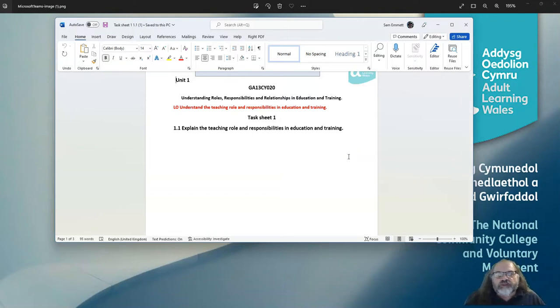300 should do it. So what is the teaching role? What is the role of the tutor? And what are the responsibilities? So the role of the teacher might be to deliver a particular unit, to make sure everybody's learning, to assess that education. The responsibilities are, what responsibilities does that person, the tutor, have for those learners in that setting, and to ensure everybody has a chance to learn.